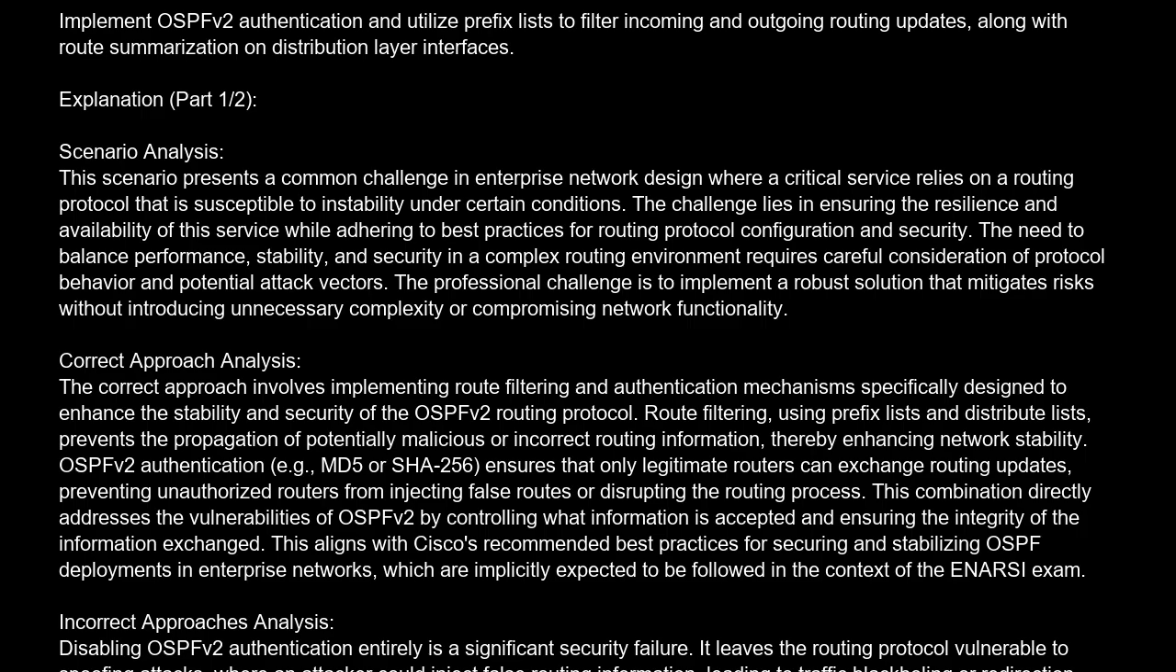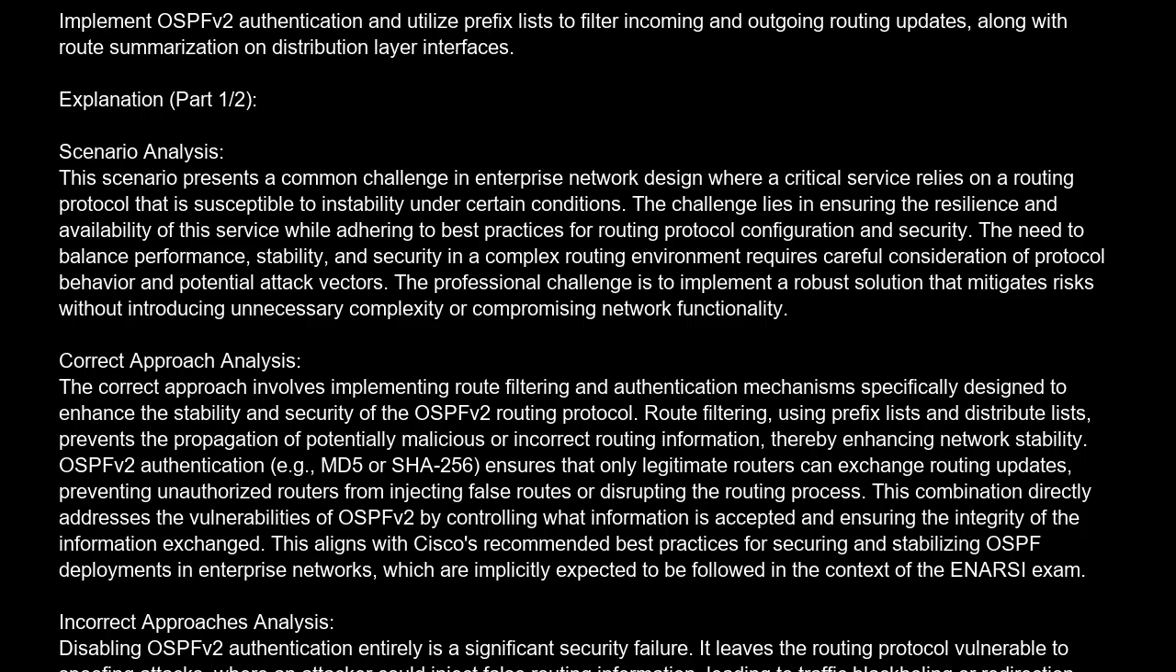The need to balance performance, stability, and security in a complex routing environment requires careful consideration of protocol behavior and potential attack vectors. The professional challenge is to implement a robust solution that mitigates risks without introducing unnecessary complexity or compromising network functionality. Correct approach analysis. The correct approach involves implementing route filtering and authentication mechanisms specifically designed to enhance the stability and security of the OSPF2 routing protocol.